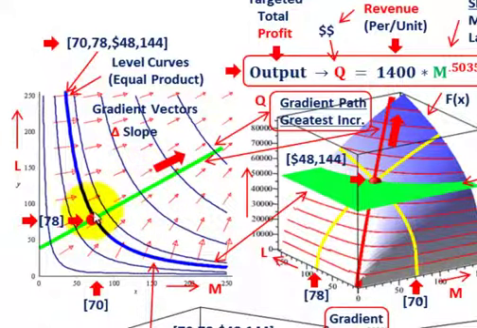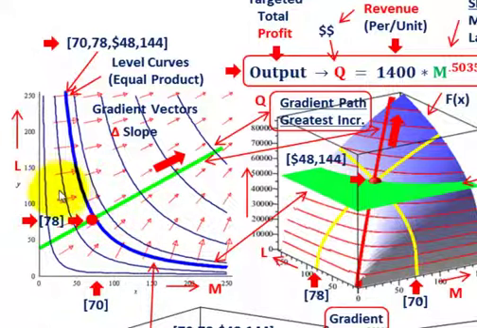And then this is our targeted output that we looked at, that 78 units of labor, 70 units of material here. And it follows on our gradient path shown in green. And then this blue curve here, that's our equal product or our level curve for that exact output, $48,144, based on labor and material inputs. Okay, so that's where we're working from now.